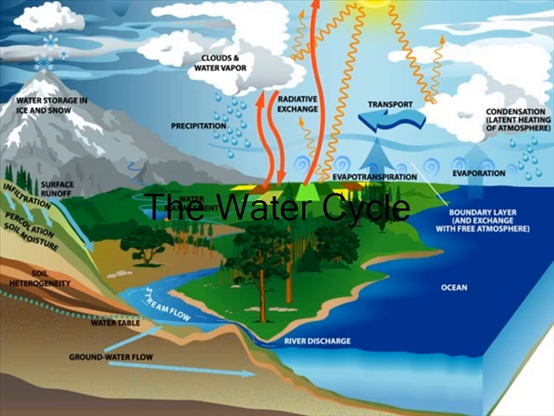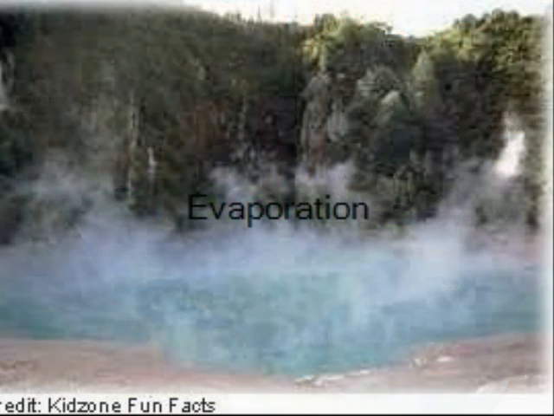Then precipitation happens when the air cannot hold any more water and it falls back to earth in any form. That's rain, sleet, hail or snow. When it rains on land, it might go into infiltration. That's when the water is stored underground. When evaporation happens again, the water comes out of infiltration into the air.